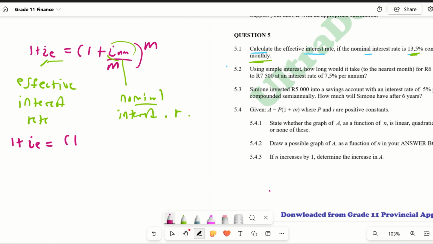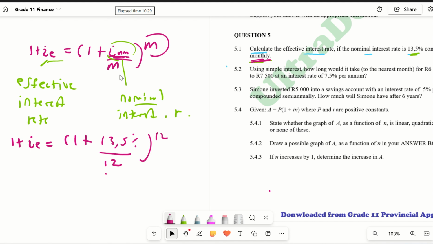So now, how you substitute into this equation, you just go 1 plus i effective, which is what you're looking for, equals 1 plus 13.5% over your m, monthly. That's 12 because we've got 12 months in a year. If it was quarterly, then we know that we have 4 quarters, so we put 4 here. Same thing there, we put our 12 there. Are we together?